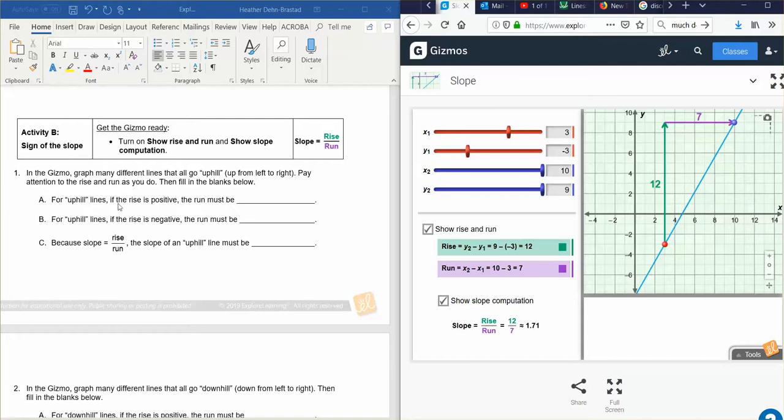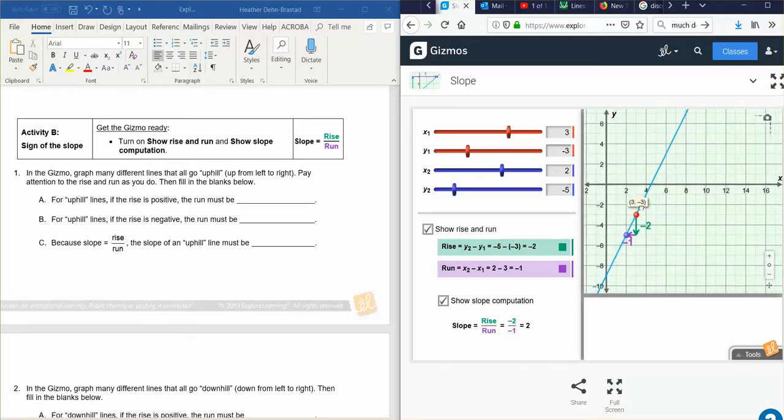So for uphill lines, if the rise is positive, that's what I have right now. The rise is positive. The run is also positive. When you put the blue dot on the bottom and the red one on top, you're still going uphill in this example. We're still going uphill from left to right, but now the rise is negative and the run is negative.